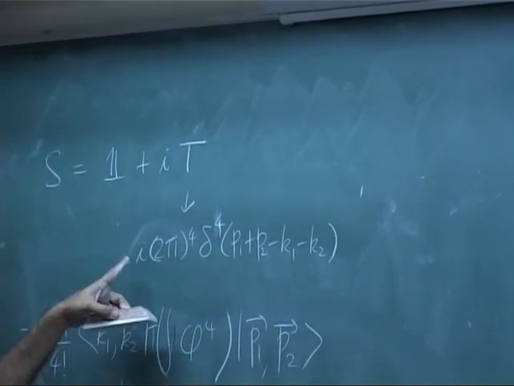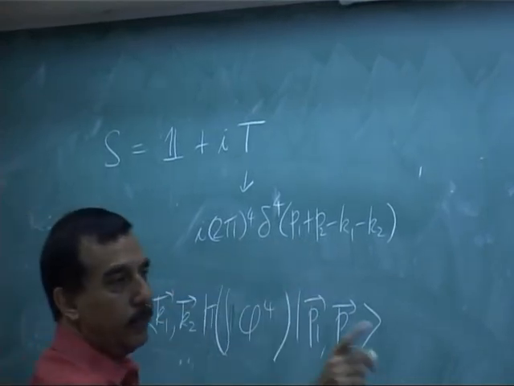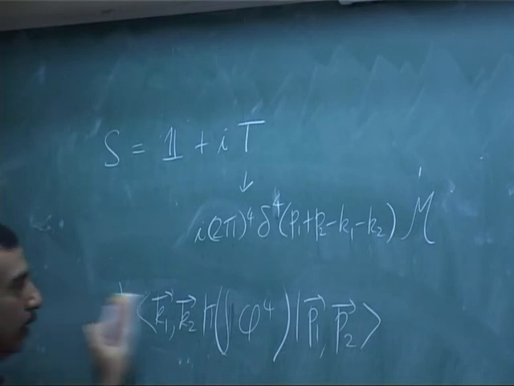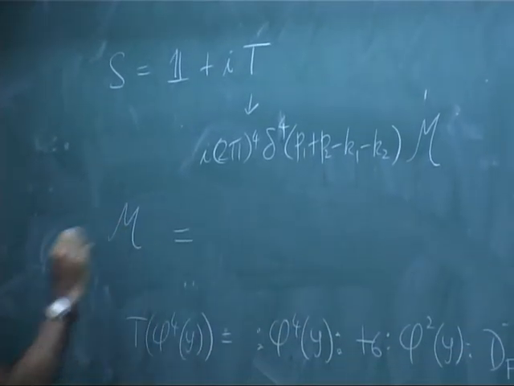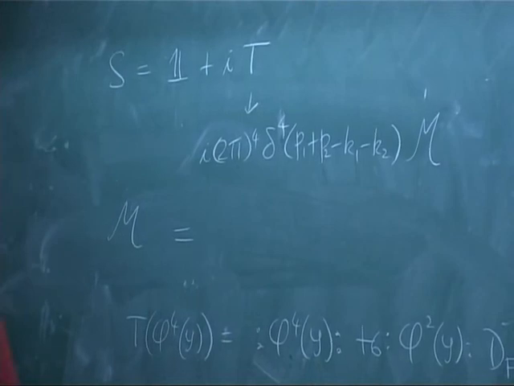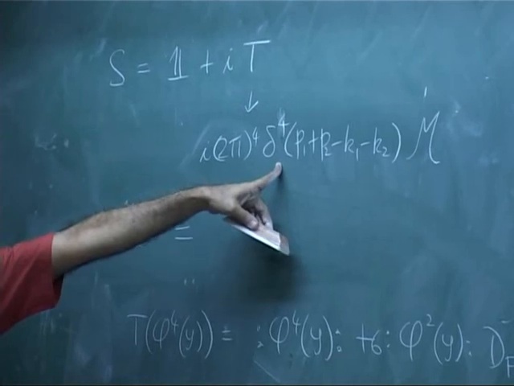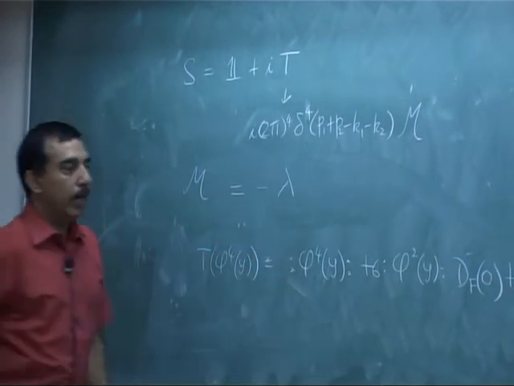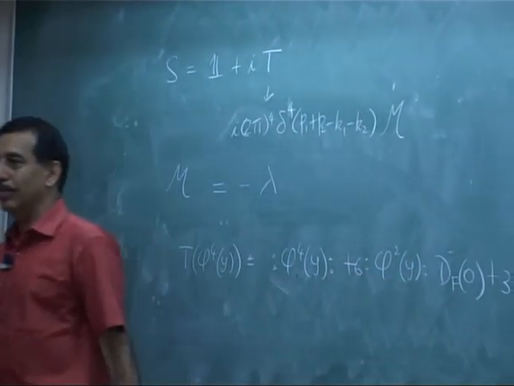So we'll always find an i, we'll always find 2 pi to the 4th, we'll always find delta 4 from every term. So whatever is left we call M. And so we learn that M, this is the scattering matrix element if you like, is called M. It's the non-trivial part of the S matrix after momentum conservation and some pi's are removed, and we find that M is equal to minus lambda. That's just from this term. We still have to analyze those 2 terms.